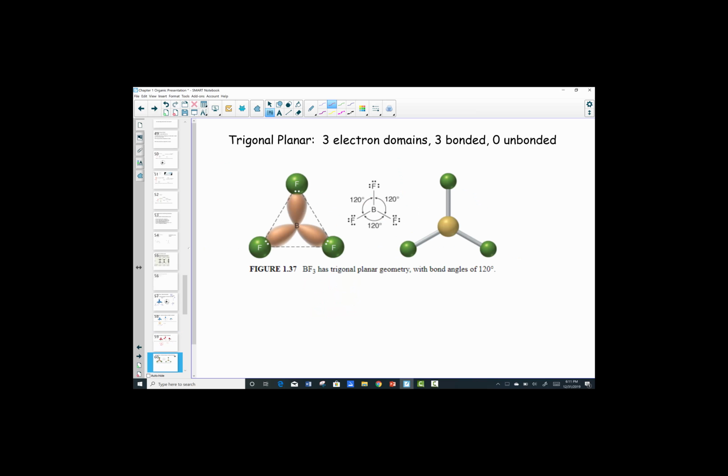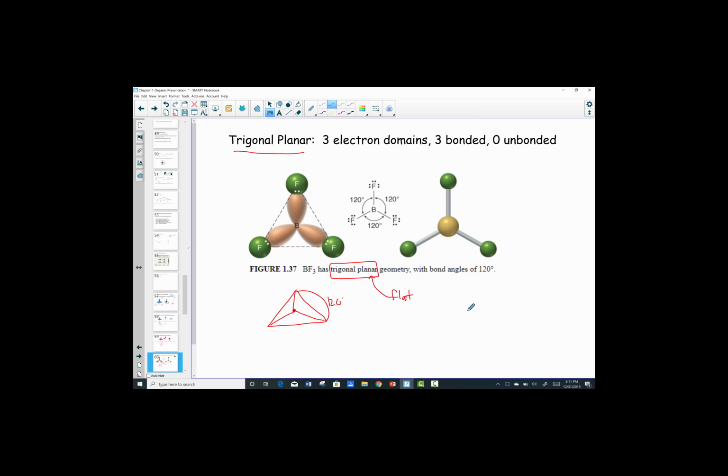Let's recall 3 electron domains in which all 3 are bonded. This is called trigonal planar. Just like an equilateral triangle, it has bonds leading out to 3 other atoms, and the bond angles between those is 120 degrees. The very important part of trigonal planar is that it is a very flat molecule. It lies within the same plane as the paper.